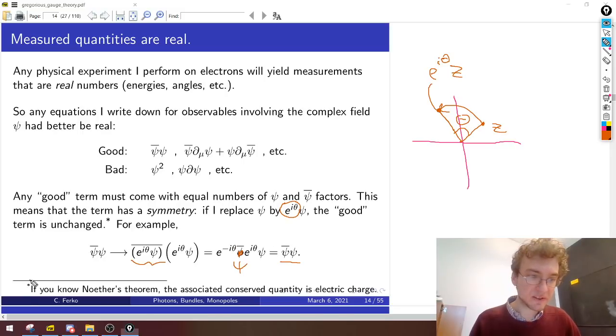And if you've studied physics, you know that every continuous symmetry comes with a conserved quantity, and here that conserved quantity is charge. So electric charge is conserved.